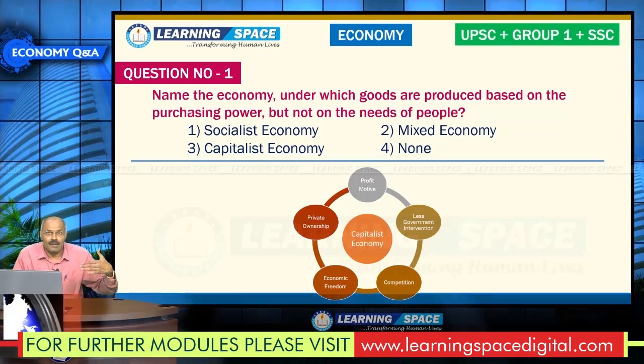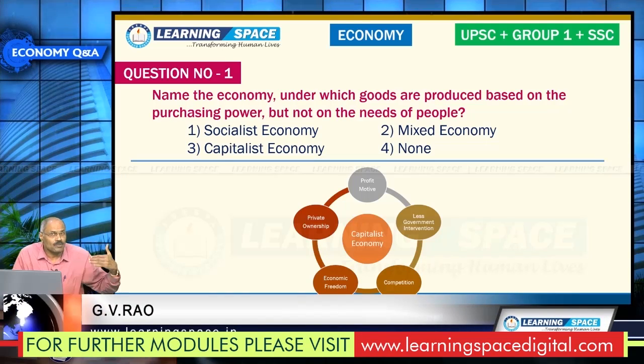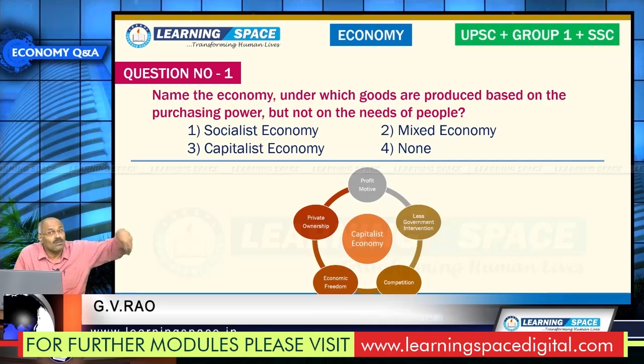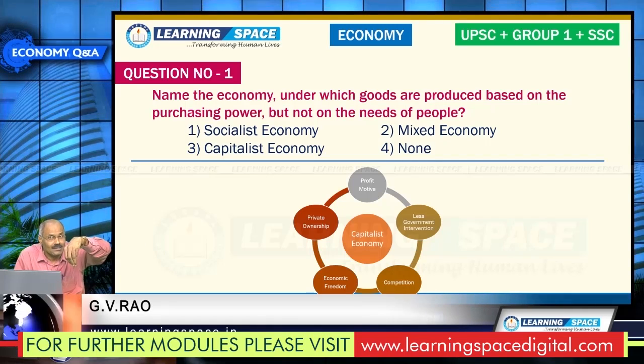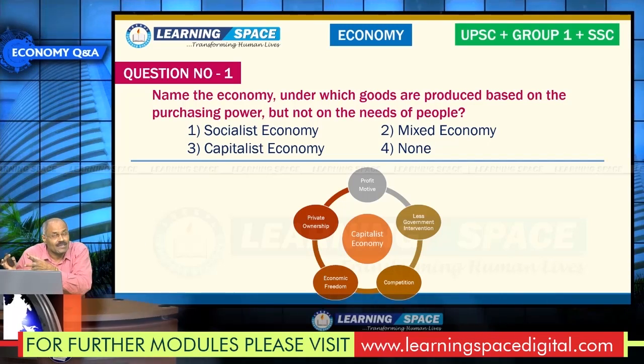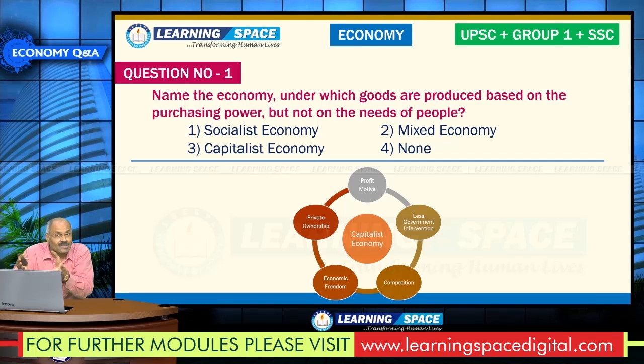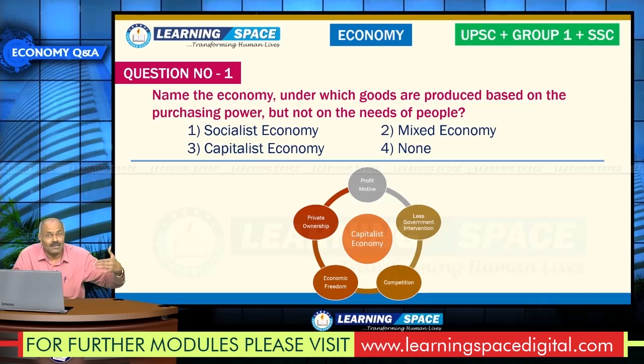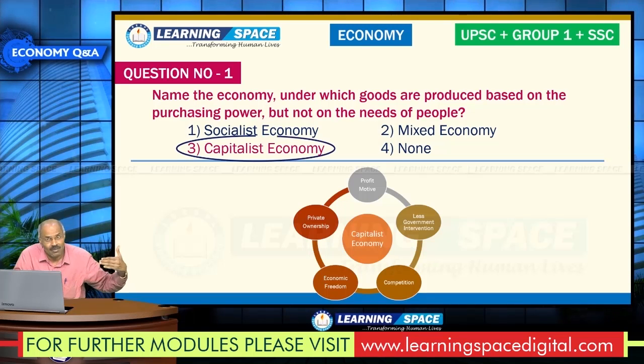Name the economy under which goods are produced based on the purchasing power but not on the needs of the people. The needs of the people may be different, but when the goods are produced solely based on the purchasing power of the people, that is the capitalist economy.